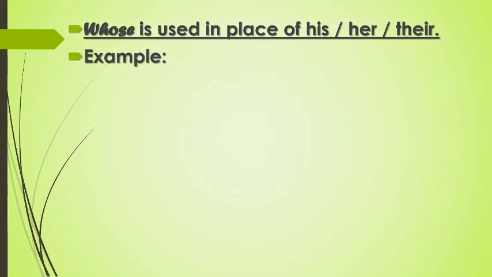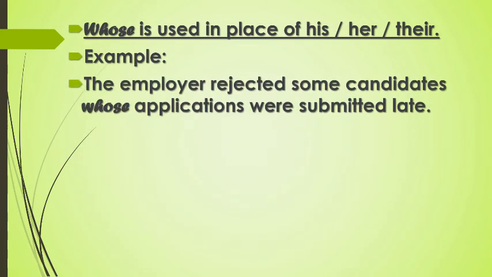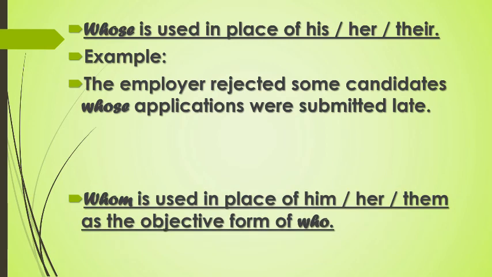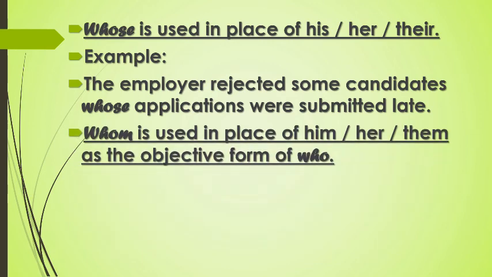Whose is used in place of his, her, their. For example, the employer rejected some candidates whose applications were submitted late. One thing must be noted here: although whose is used for people, sometimes it can be used for things as well. Whom is used in place of him, her, them as the objective form of who.